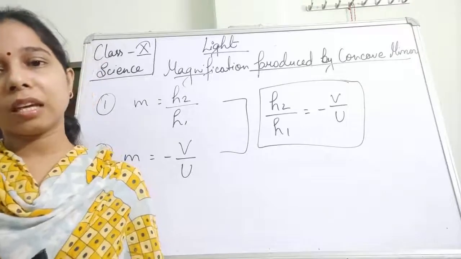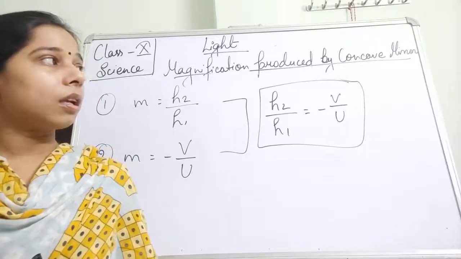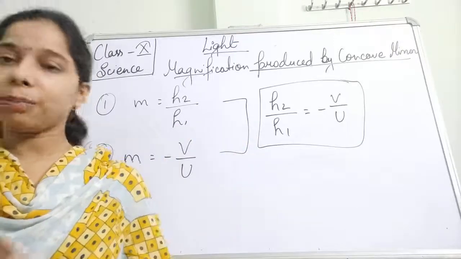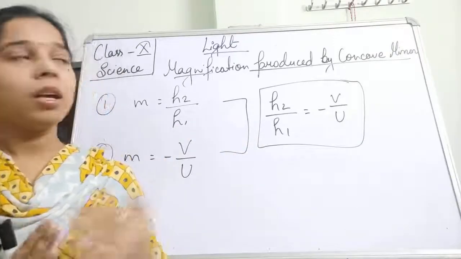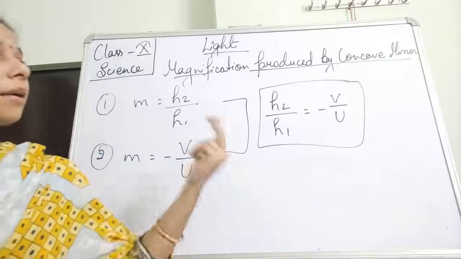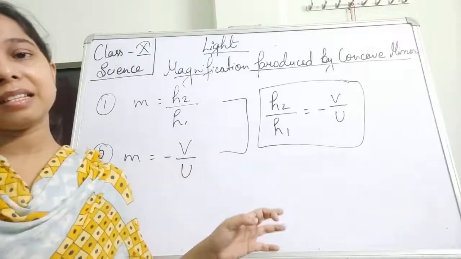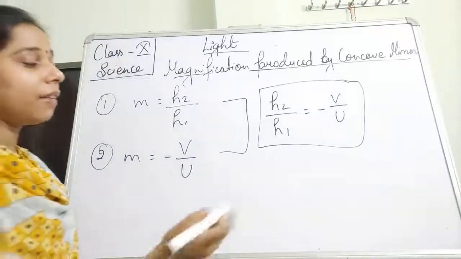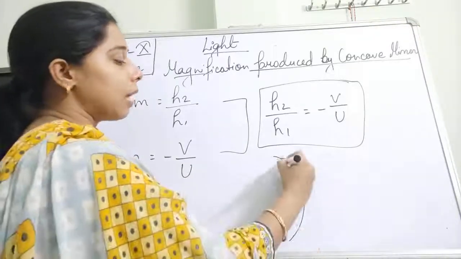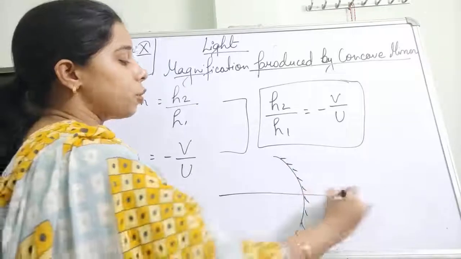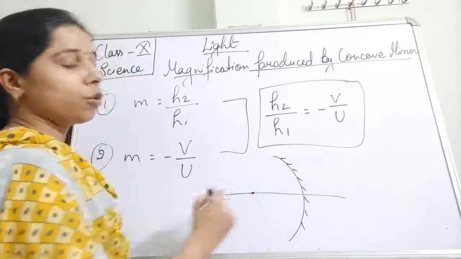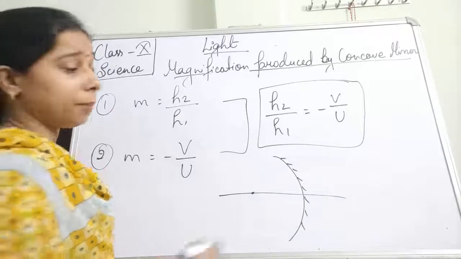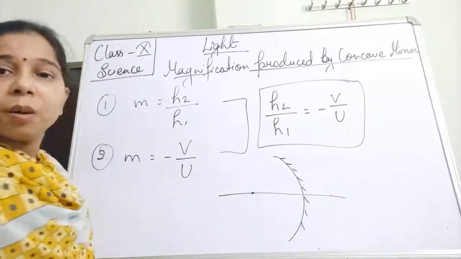The first thing is that when the incident light goes from left to right, it gives the positive value, and when it is moving from right to left, then it gives the negative value. By all these sign conventions, we have studied that when the object is kept at the left side of the mirror, it will be negative, and when it is kept at the right side, it will be positive.